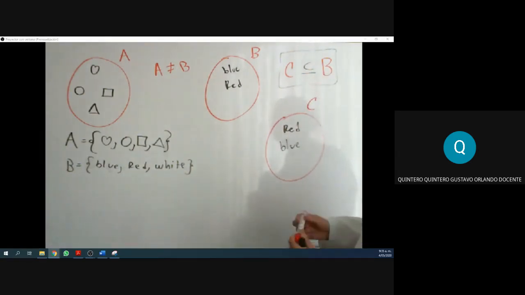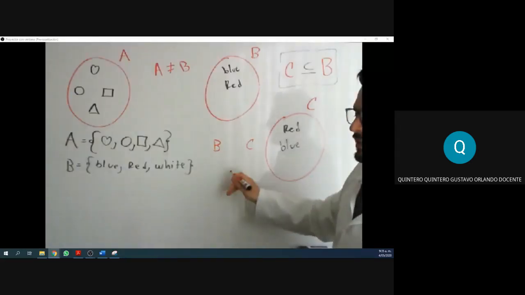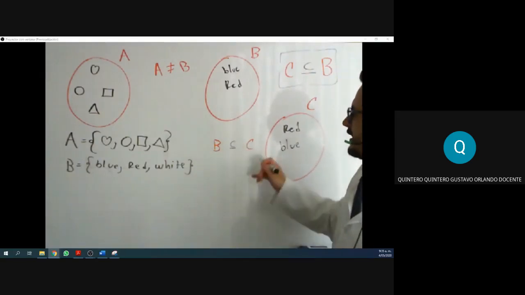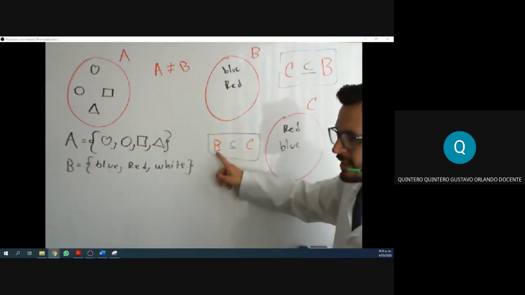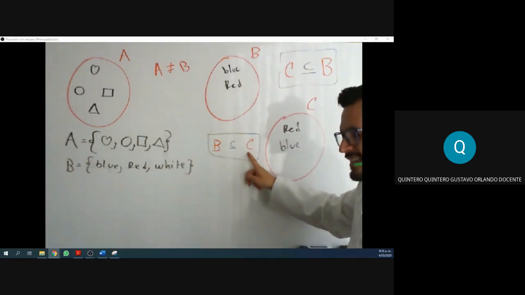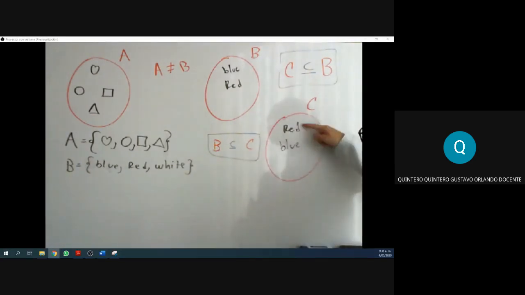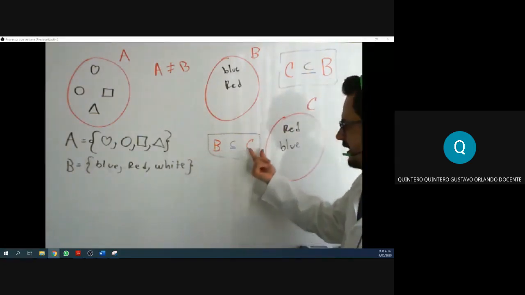You could also say that the set B and the set C have a characteristic. Set B is contained in the set C. You can also say it like this. And you will be right. Because every element in the set B is contained in the set C. This set is contained in C.